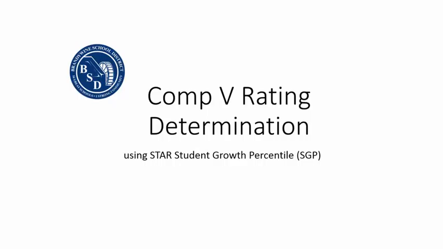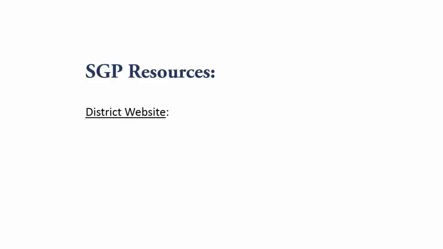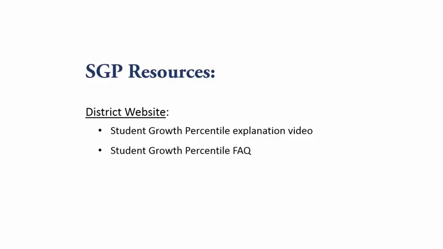Component 5 Rating Determination for Educators Using STAR Student Growth Percentile. Prior to completing this exercise, educators may wish to review specifics regarding the use of student growth percentile for Component 5 purposes. A copy of the SGP explanation video from the fall of 2015 can be found on the staff channel of the district website in the DPAS 2 section. In addition to the video, an SGP FAQ document from REN Learning has been uploaded as a resource.